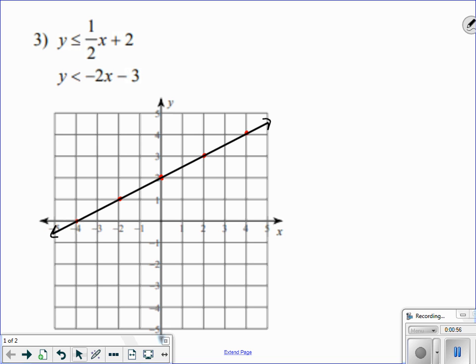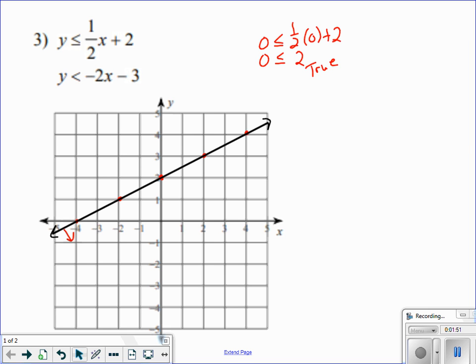Now the other thing we need to do for each one of these is we need to decide which side of the line we need to shade. So I'm going to pull this inequality here. I'm going to put 0, 0 in there. Since our line does not go through 0, 0, we can use that. So it'd be 0 for y, less than or equal to 1/2 times 0 plus 2. So I'm going to end up with 0 less than or equal to, well, 1/2 times 0 is 0. 0 plus 2 is 2. Well, is 0 less than or equal to 2? Yes, it is. Okay, that is a true statement. So I need to shade the side of this line that contains 0, 0. So that would be shading below that line, I guess you could say.